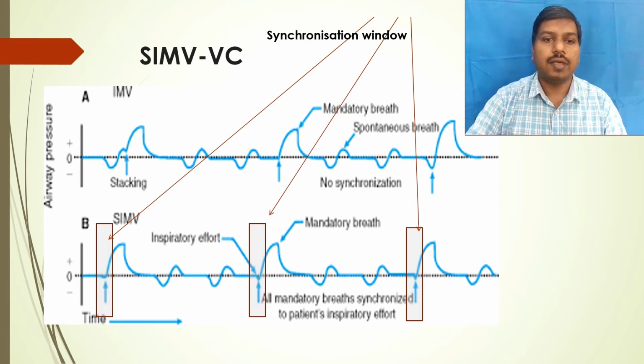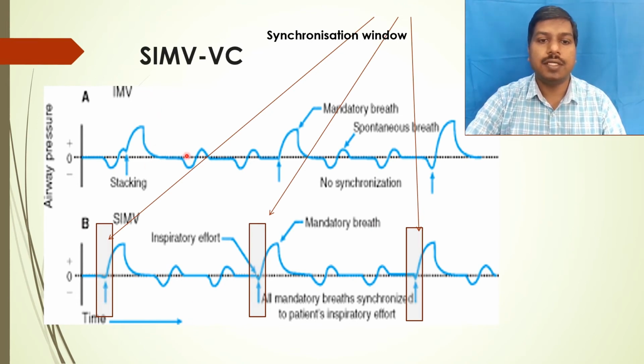So here you can see that the patient is allowed to breathe in between the controlled breaths. And in controlled breaths itself, there is a time period which is called the synchronization window, in which the machine will check whether the patient is taking breath or not. If the patient is not taking any breath, the machine will deliver a controlled breath. And if the patient is taking a breath, that will be assisted by the ventilator.